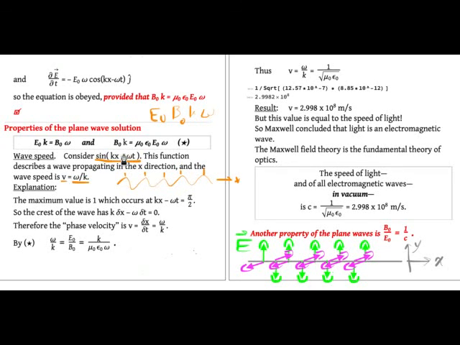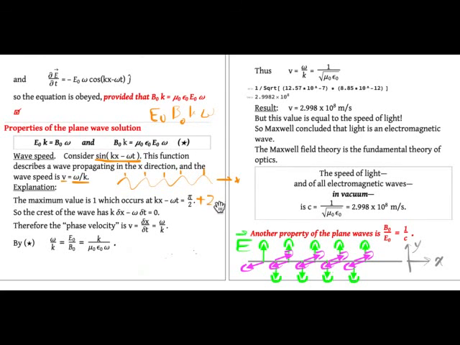Because the sine of pi over 2 is equal to 1. So maybe that would be this crest, kx minus omega t equals pi over 2. Now, the next crest over here is kx minus omega t equals pi over 2 plus 2 pi. And over here, the third crest is at pi over 2 plus 4 pi, and pi over 2 plus 6 pi. So there are actually an infinite number of these crests.